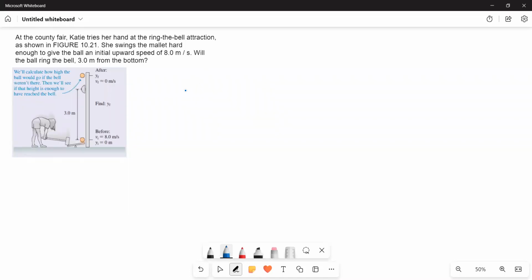This is another problem. Let us see in power energy. At the county fair, Katie tries her hand at the ring the bell attraction, as shown in the figure. She swings the mallet hard enough to give the ball an initial upward speed of 8 meters per second. Will the ball ring the bell 3 meters above the bottom?